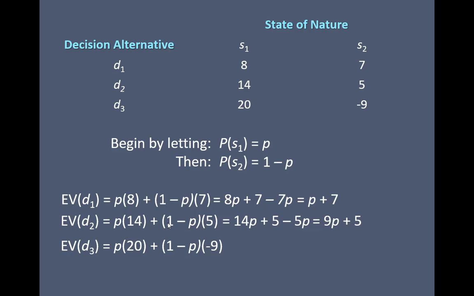Doing that one last time for D3. Again, we have to do this for every single decision alternative that we have. So expanding that out and combining like terms. Now what we have here, these are really equations of a line that we can now graph two-dimensionally.